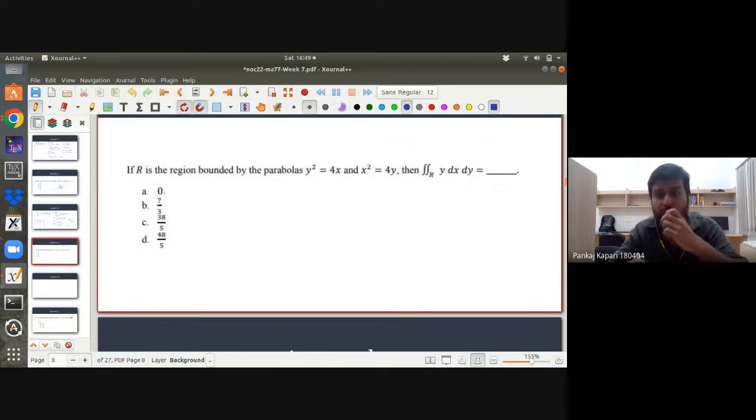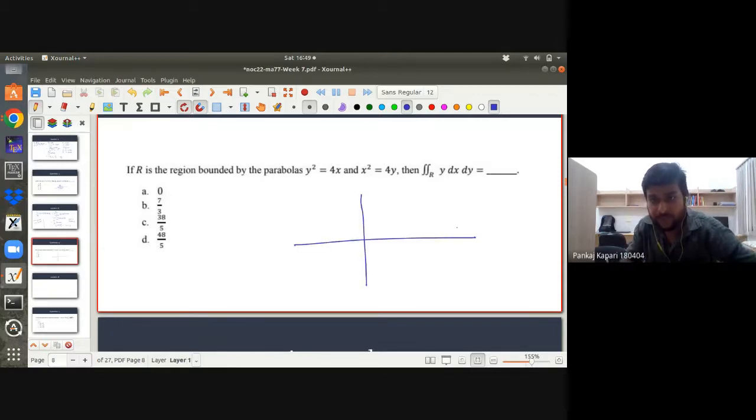Okay, so we have to find the integral for the region R, where R is the region bounded by two parabolas. So what are these parabolas? Let's make the region of integration. So first one is y squared equal to 4x. So y squared equal to 4x will be something like this, right?